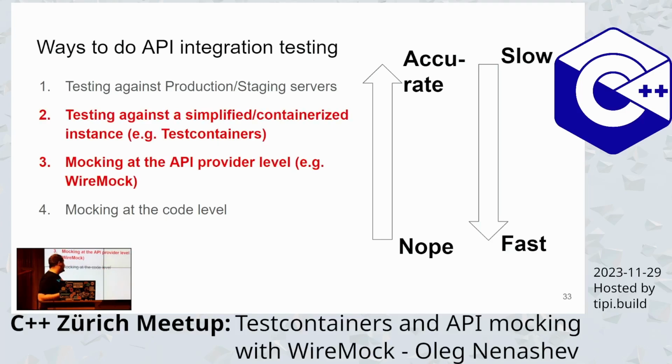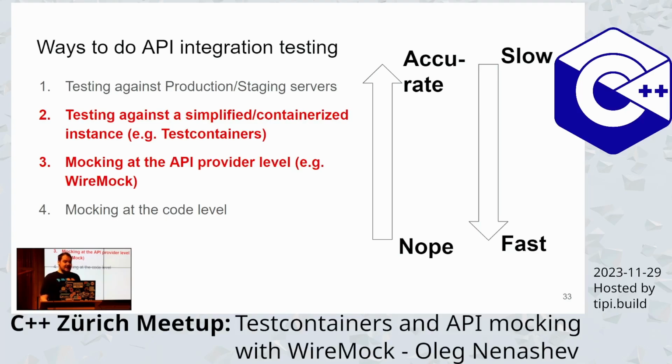And there are 2 approaches in the middle. So one is testing against a simplified or containerized instance. So let's say you have a service, you can put it in a Docker container, so something small, but still providing your basic function. So for example, you might have a large-scale database, but you can still take a small PostgreSQL or MySQL instance in a container, which would be basically doing the same for the purposes of the integration test. Or if it's not possible, yeah, you can just mock on the API provider level, and this is what WireMock is for. Both these approaches are quite fast, and at the same time, both do not modify the client side. So you would be actually testing what you are going to ship in production.